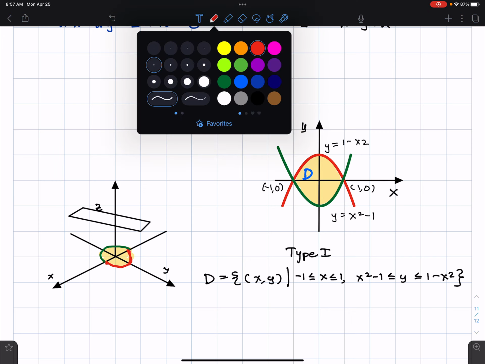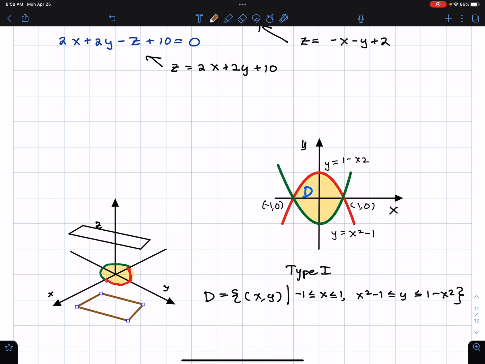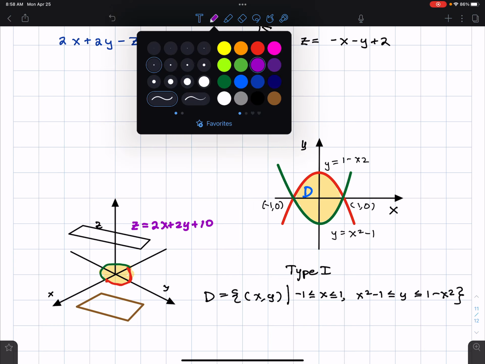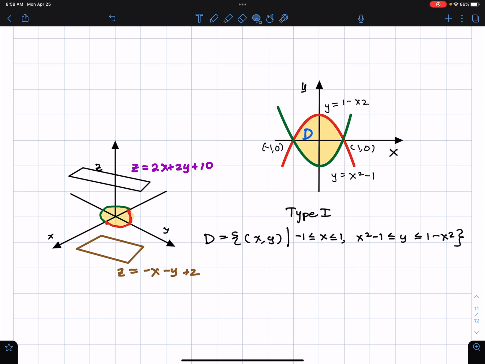If I plug in, say, x equals 0, y equals 0, then I can see which one's greater. But that's not really a proof that one's lying above the other. The one on the top should be z equals 2x plus 2y plus 10, and the one on the bottom is z equals negative x minus y plus 2. If you put in x equals 0, y equals 0, the top should be sitting above there.